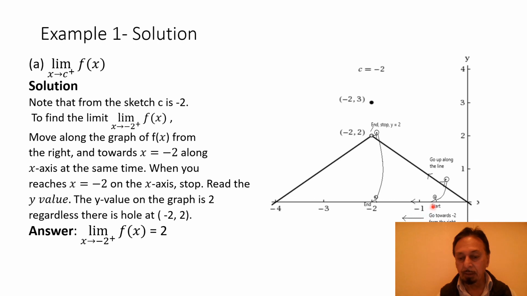So as this fly gets close to negative 2, the other fly gets close to this position. And this point has coordinates negative 2 and positive 2. So when x is close to negative 2, the y, the height, is close to 2. So you will say the limit of f of x as x approaches negative 2 from the right is equal to 2.